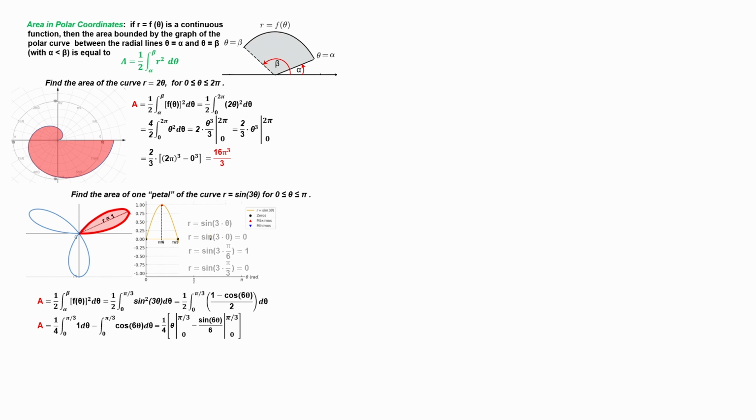Now we evaluate the expression at the upper bound, pi over 3, and the lower bound, theta equals 0, and then subtract the two results. Since sine of 2 pi equals 0, this greatly simplifies the final calculation. Finally, we multiply by the constant that was outside the integral. I will complete the graph so you can understand how the 3 petals are formed.